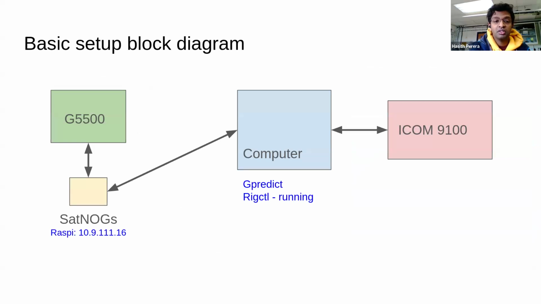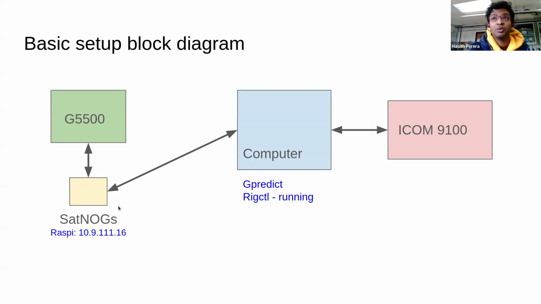Before going on, just to explain a little bit about our setup further. As I mentioned, we have a rotator, the G5500, and that is connected to a separate Raspberry Pi, which is on our network. You can see the IP here. This is dedicated to the SatNOGS platform, and it's running SatNOGS when it's not in use.